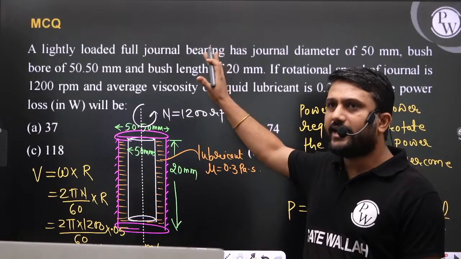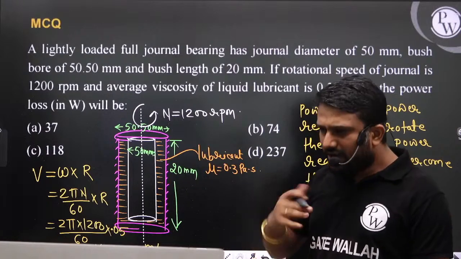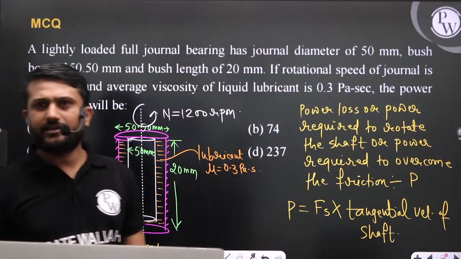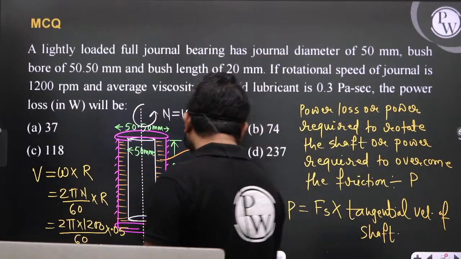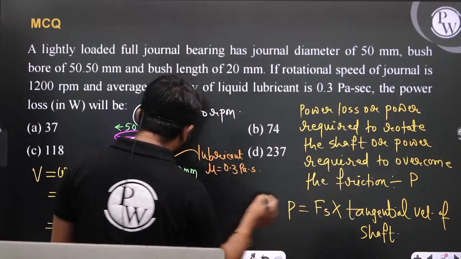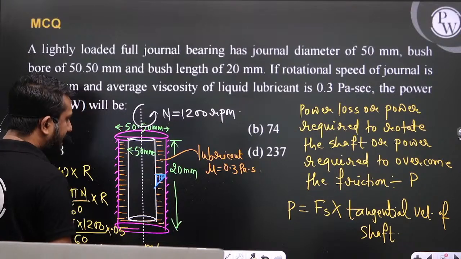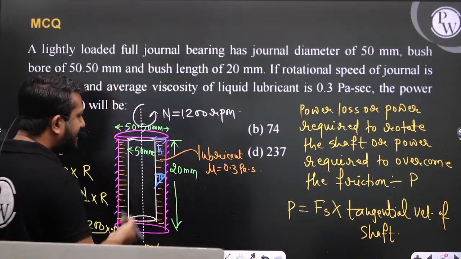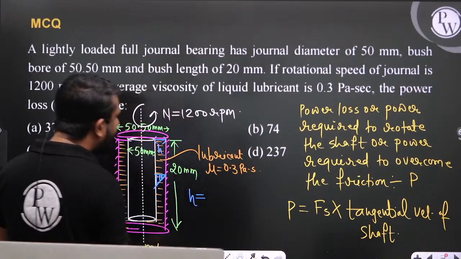So in this question, is the velocity profile mentioned? No, the velocity profile is not mentioned. And whenever the velocity profile is not mentioned, we assume the velocity profile as linear. So we assume a linear velocity profile, like this, right? This is the gap h. h is nothing but the radial clearance.